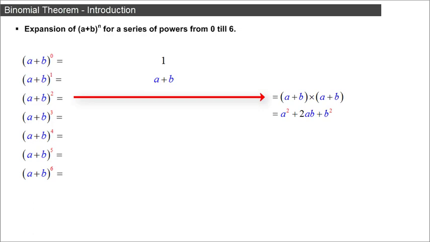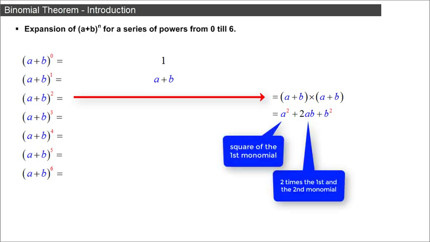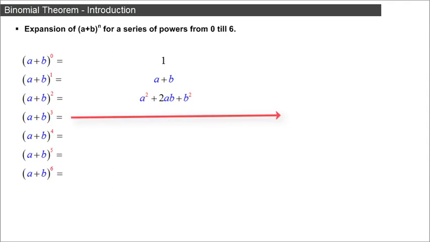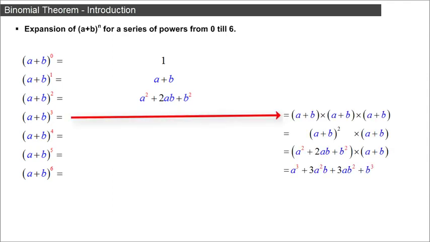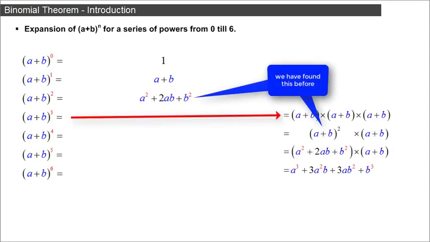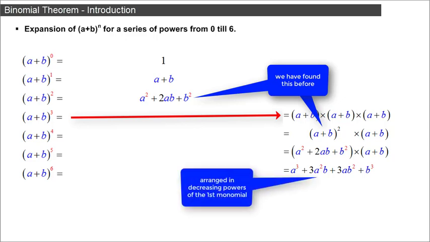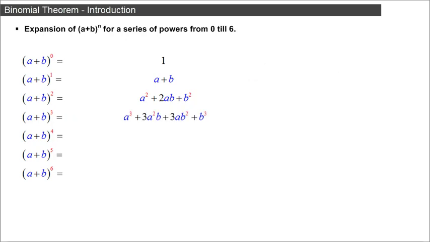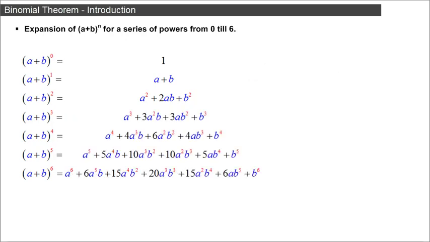You can use the rainbow expansion method and multiply out each of the terms, or you can simply recall the expansion formula from memory. That is square of the first monomial plus 2 times the first and the second monomial plus square of the second. Now how about the power of 3? You can work it out using the rainbow method, or we can use the previous expansion and apply the rainbow method, and that would eventually result in these terms arranged in decreasing powers of the first monomial, that is a. The rest of the powers likewise, but surely with increasing difficulty, as you can see here.